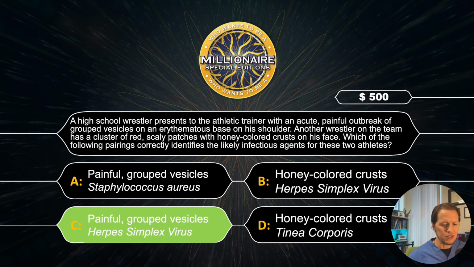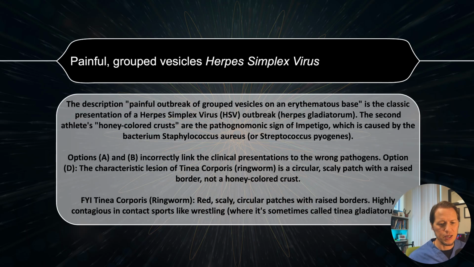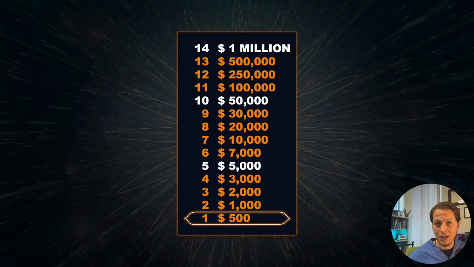So painful grouped vesicles, herpes simplex virus. Here is the explanation. Just a quick point here. This is herpes gladiatorum. This is different from tinea gladiatorum. And it's also different from tinea corporis, ringworm, or athlete's foot or jock itch. All important things to know when you're dealing with a high school athlete. Now we move up.